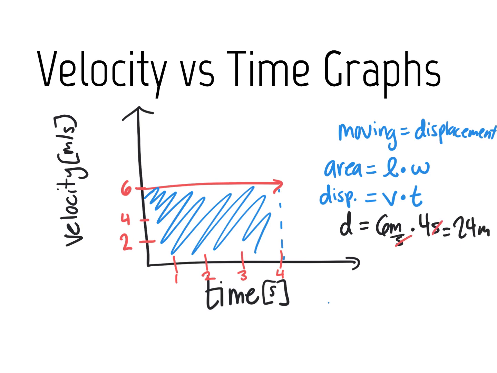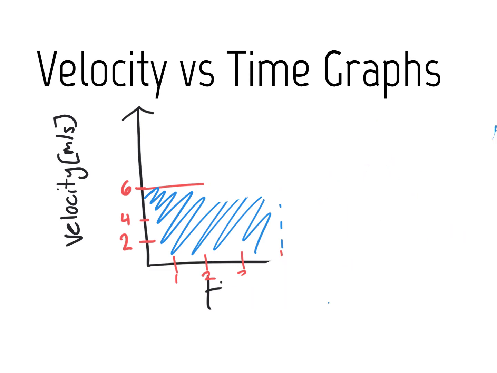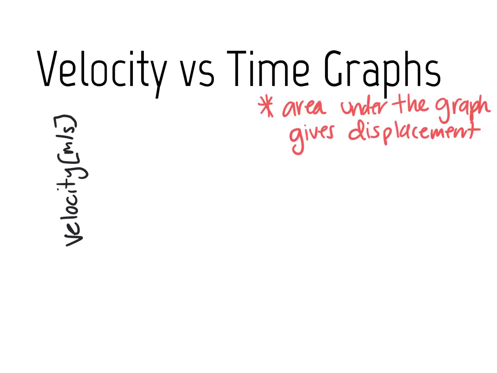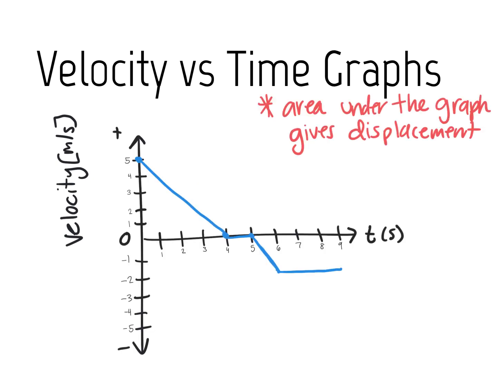Not every velocity versus time graph will be a straight across example. Sometimes you may have slopes in with it, and you use the same idea. The area under the graph is what tells us our displacement. So let's take a look at this example where we have some slopes and some flat parts where we can still find the displacement using our area equations.